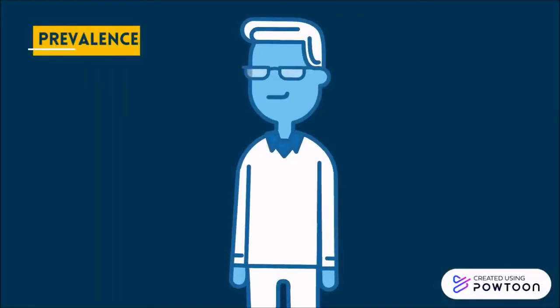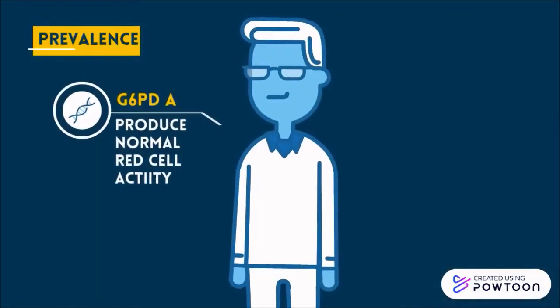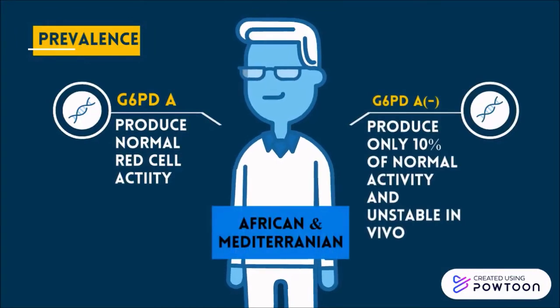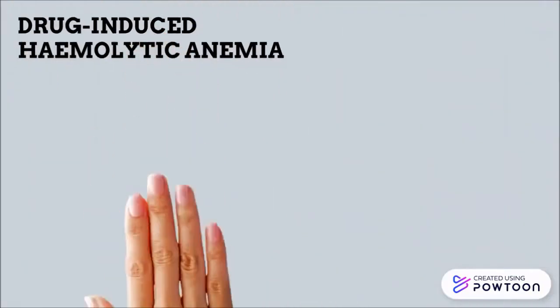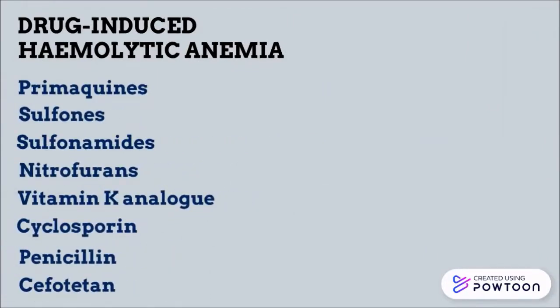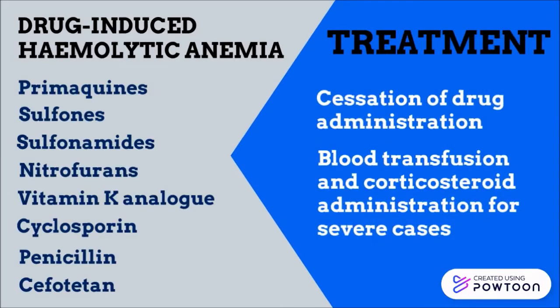G6PD deficiency is divided into two types of mutation, and it can be found commonly in African and Mediterranean lineage. Here is the list of drugs that cause hemolytic anemia for G6PD deficiency. In order to treat the cause, cessation of drug administration is needed, and for severe cases, blood transfusion and corticosteroid administration is required.